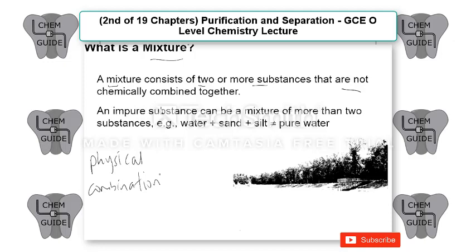I can use simple physical methods which do not involve any chemical reaction. So a mixture consists of two or more substances that are not chemically combined together. For example, water and sand. This is a mixture.